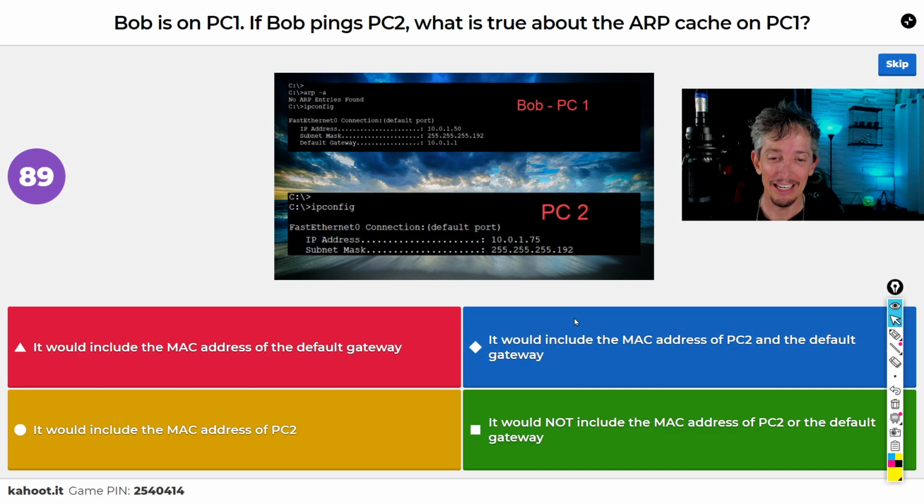All right. Bob is on PC1. If Bob pings PC2, what is true about the ARP cache on PC1? That's Bob's computer.